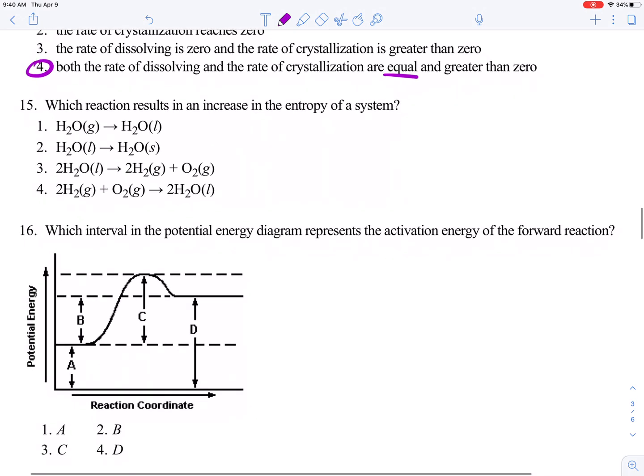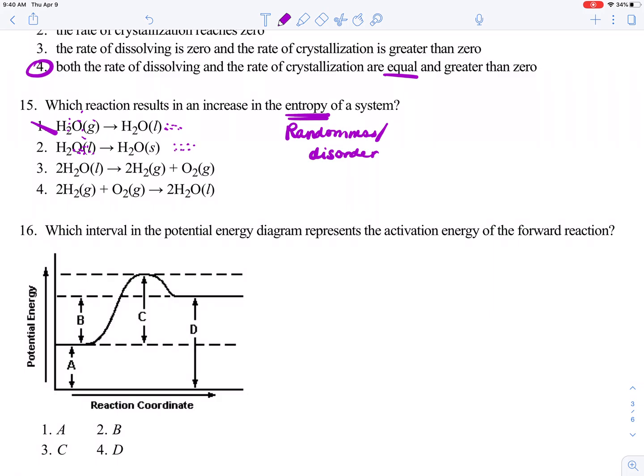15, which reaction results in an increase in the entropy of a system? Entropy is randomness or disorder. So I want my particles to become more disordered as the reaction takes place. So gas to liquid, look at the phases here. If I have a gas that's all crazy and all over the place and I turn it into a liquid, which is more organized, that would not work. If I had a liquid and changed it into a solid, which is very organized, that would be a decrease in entropy. Then choices 3 and 4, we have liquid changing into multiple gases, or choice 4, we have gases changing into a liquid. So that leaves us with choice 3.